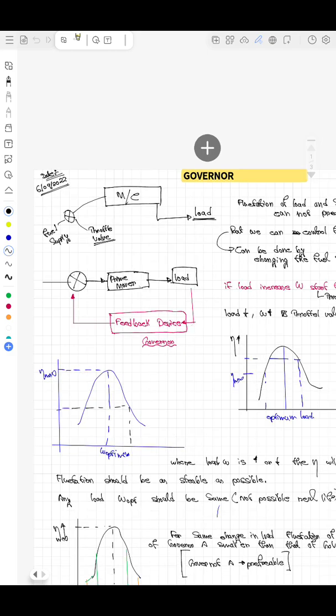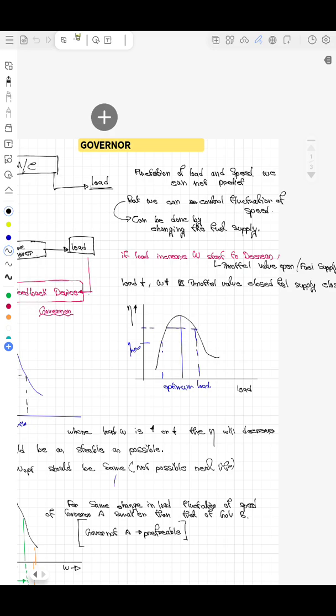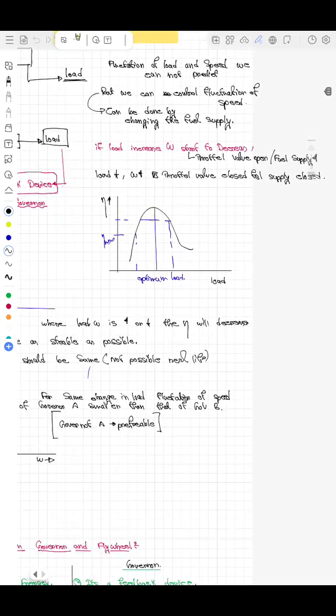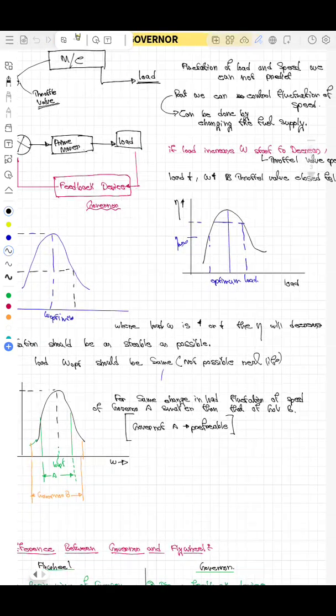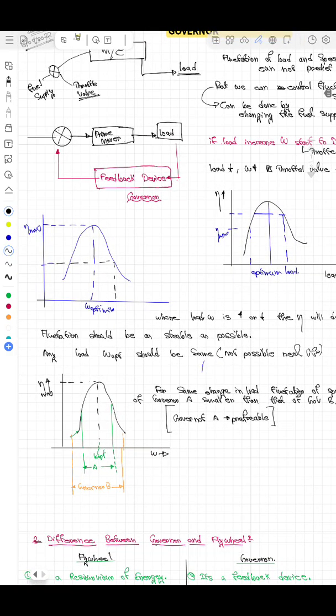It will be controlled by a device, and we are saying it is a feedback device. So a feedback device is nothing but a governor. A governor is a thing which will control the fluid flow and the fluctuation of speed of the prime mover. So if the load is increased or decreased, we want to just stay on the optimum side. When ω is increasing or decreasing, the fluctuation should be as small as possible.